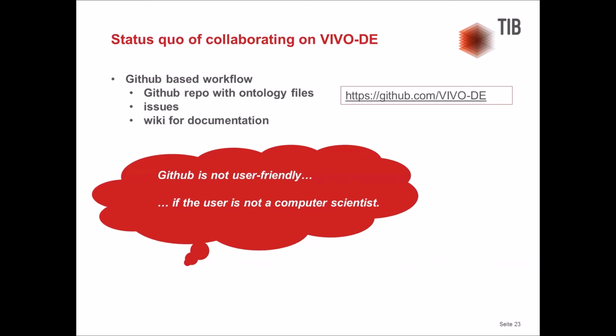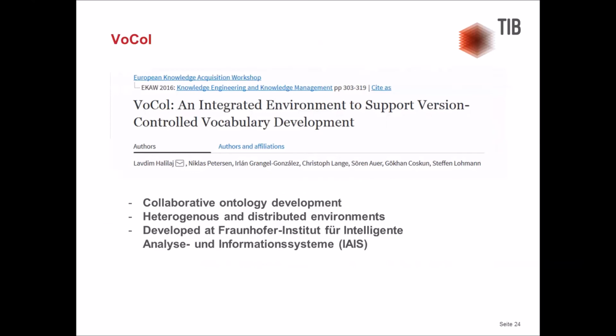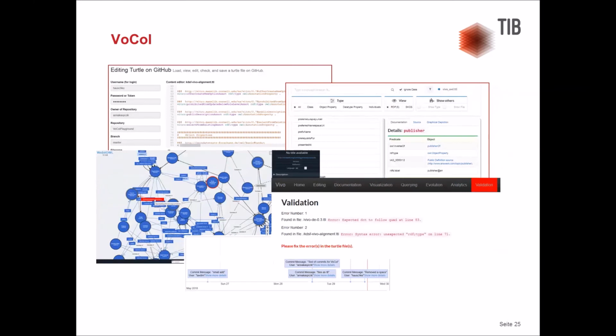GitHub is a nice tool for computer scientists, but it's not very user-friendly. So we had to think about solutions to make it more inviting to collaborate on the ontology and the translation. So in the search for a tool that could solve these issues, we found VOCAL. It's a tool for collaborative ontology development for heterogeneous and distributed environments, and it's developed at the Fraunhofer Institute for Intelligent Analysis and Information Systems. We are working pretty closely together with this institute, and that's why we had a direct contact to the developer. And he set up a testing environment for us to find out if this is a tool that we could use. And to make it short, I think it's a very promising tool.